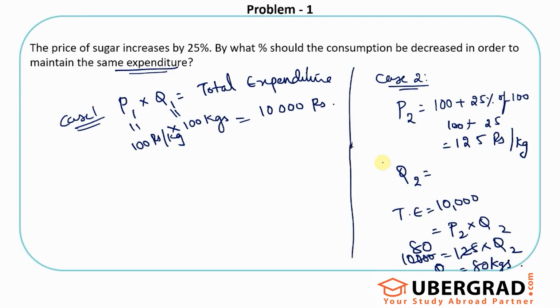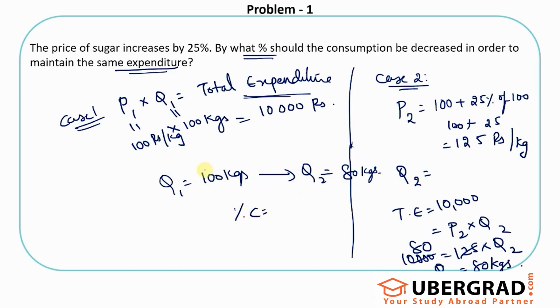Now it's asking by what percent should the consumption be decreased in order to maintain the same expenditure. It's asking in percentage. I was earlier consuming 100 kgs. What am I consuming now? With this price change, such that my expenditure is the same, I am consuming 80 kgs. So what is the percentage change? This was my initial consumption, this is my final consumption. Final minus initial by initial into 100 will be minus 20 by 100 into 100, which is minus 20. So basically I have to decrease by 20%.